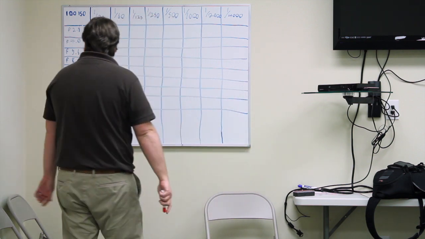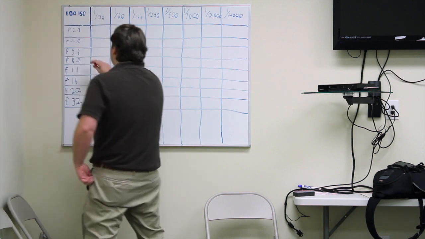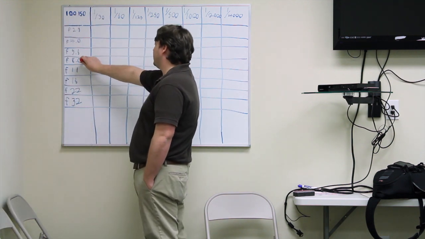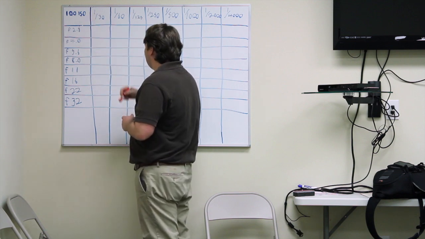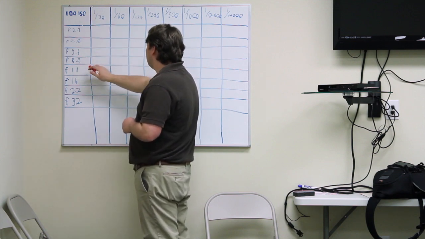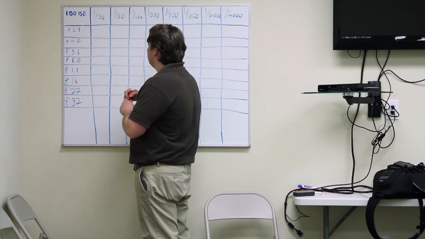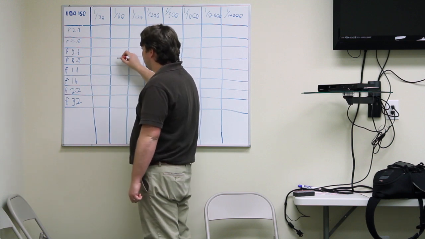So let's say, for example, this is f8, right? Okay, and we're at 100 ISO. Let's say at f8, at 1/60th, we are exposed properly.